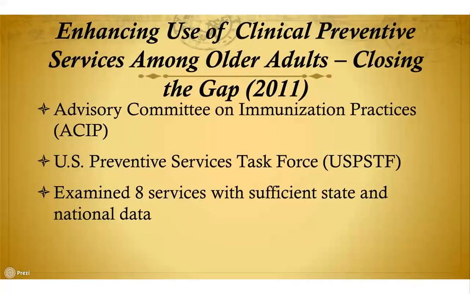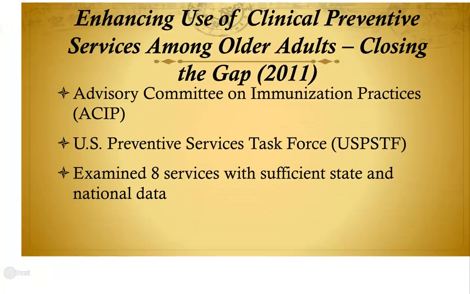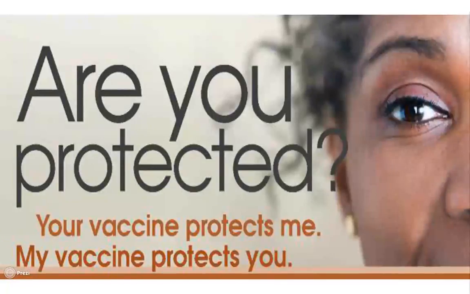So one of the things that has come up from our federal government is from the U.S. Preventative Services Task Force. They had an advisory committee on immunization practices. Then they wrote a report on this, and it's called Enhancing the Use of Clinical Preventative Services Among Older Adults, Closing the Gap. It was published in 2011, and it examined 8 services with sufficient state and national data to determine where the gaps were, what were we missing as far as preventative services go for older adults. One of the things they saw that was missing was vaccinations, and there are several vaccinations that are recommended for older adults at this time, and those vaccinations are able to prevent or lessen certain conditions that can be really helpful.